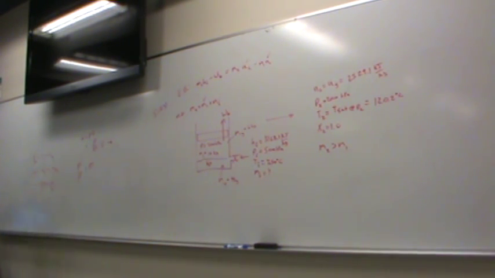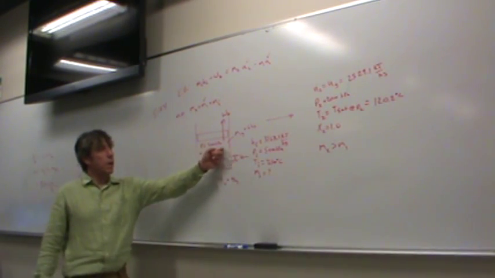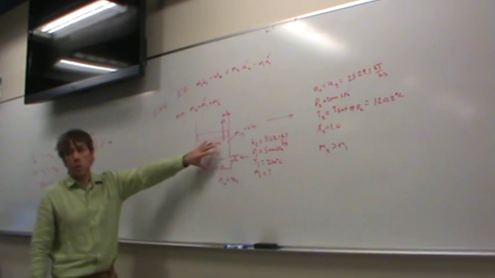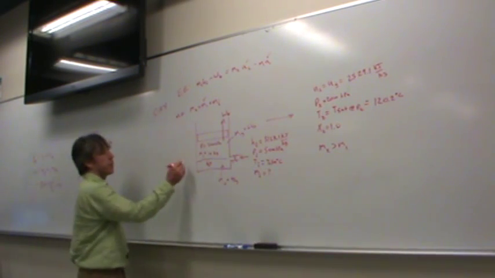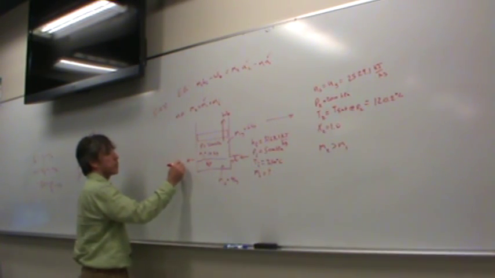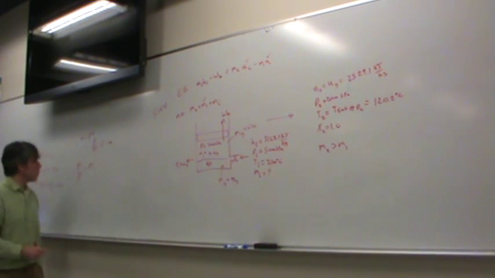What is the quality in state 1? 0.6. It's 60%, right? Because we've got 6 kilograms of gas for a total of 10 kilograms of mass. 6/10 is 0.6. So X1 is 0.6. We should probably write that down over here. This tells us that X1 is 60%.